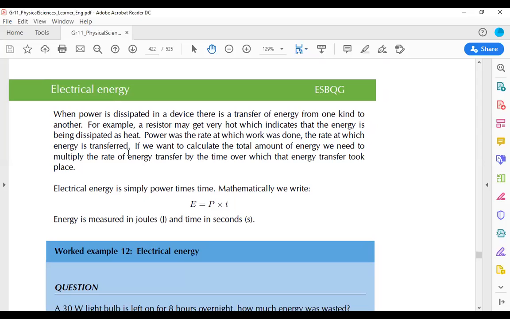Which means power is equal to change in energy divided by time. And you'd have your change in energy, from the start energy in joules and the other one in joules, so energy 1 minus energy 2. If you want to calculate the total energy, we need to multiply the rate of energy transfer by the time over which the energy transfer took place. Okay, so this is our equation for electrical energy. This is our mathematical representation, guys.